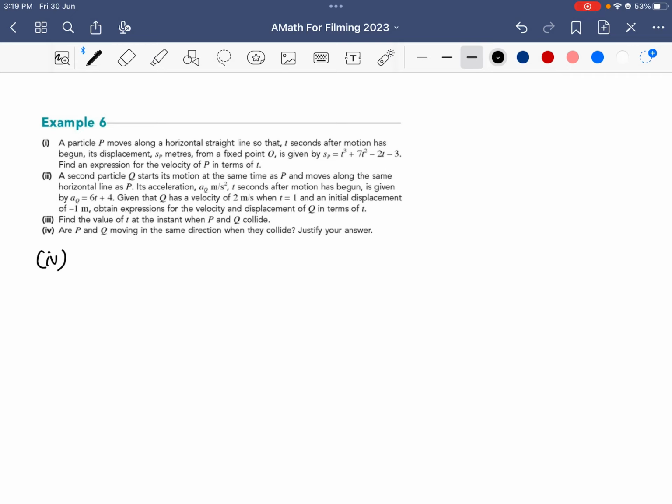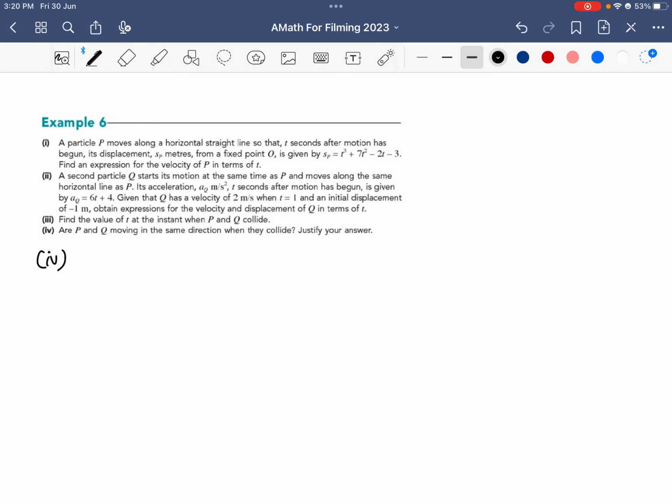Okay, part 4. Are P and Q moving in the same direction when they collide? One way to measure direction is to see the velocity of the object, or the particle. If they have the same sign, it means they're moving in the same direction. If the velocity has a different sign, one is positive, which means it's moving towards the right. When it's negative, it means it's moving towards the left, if you define the right as positive.